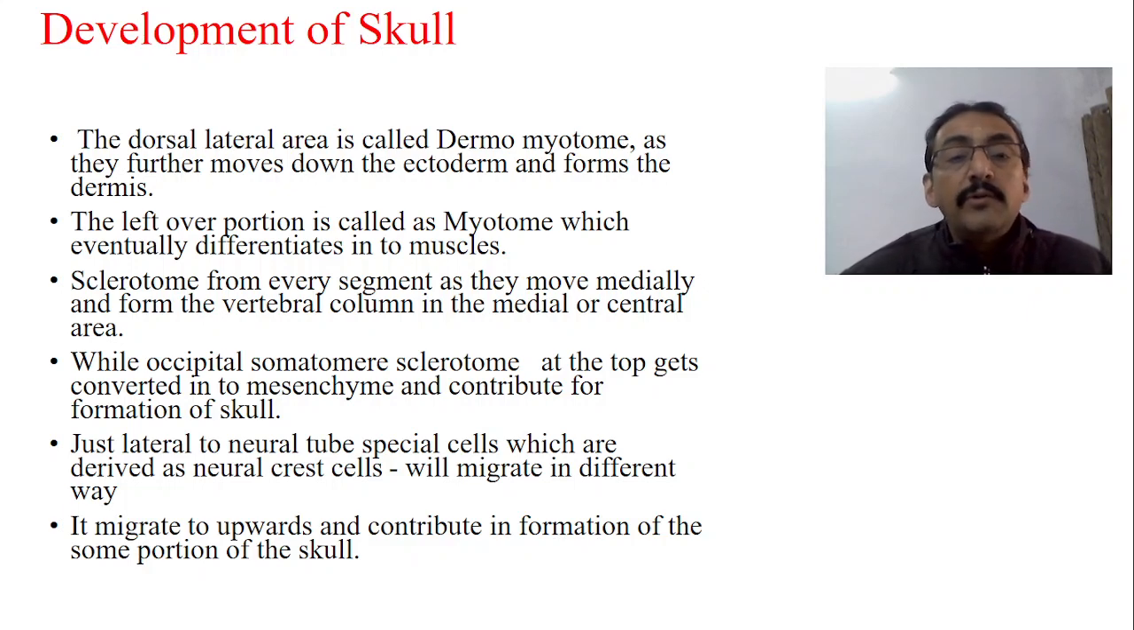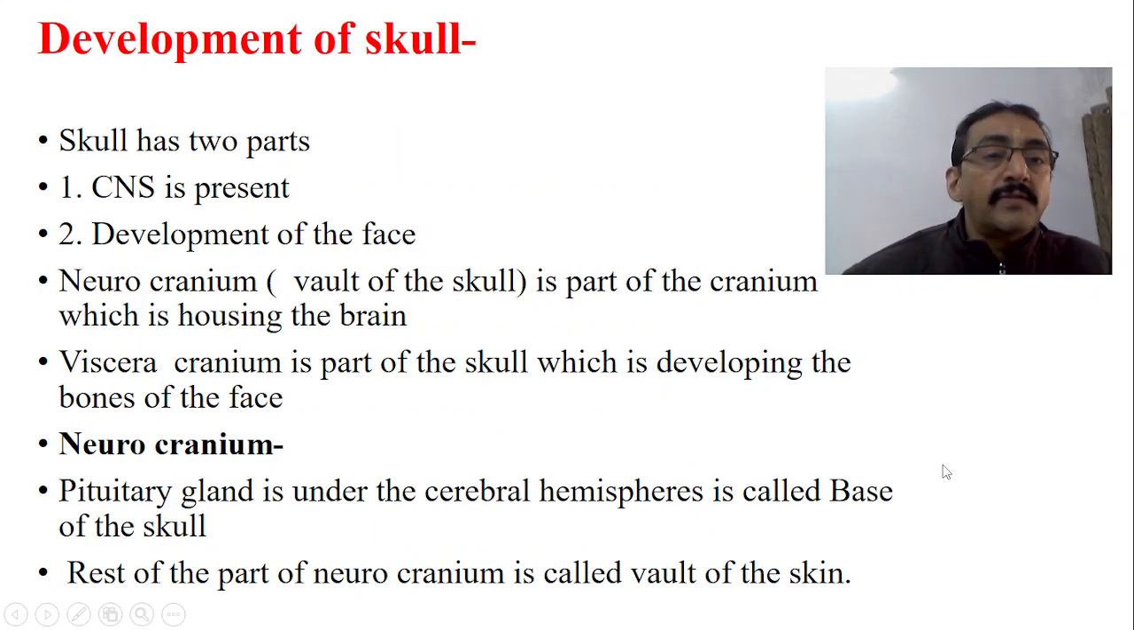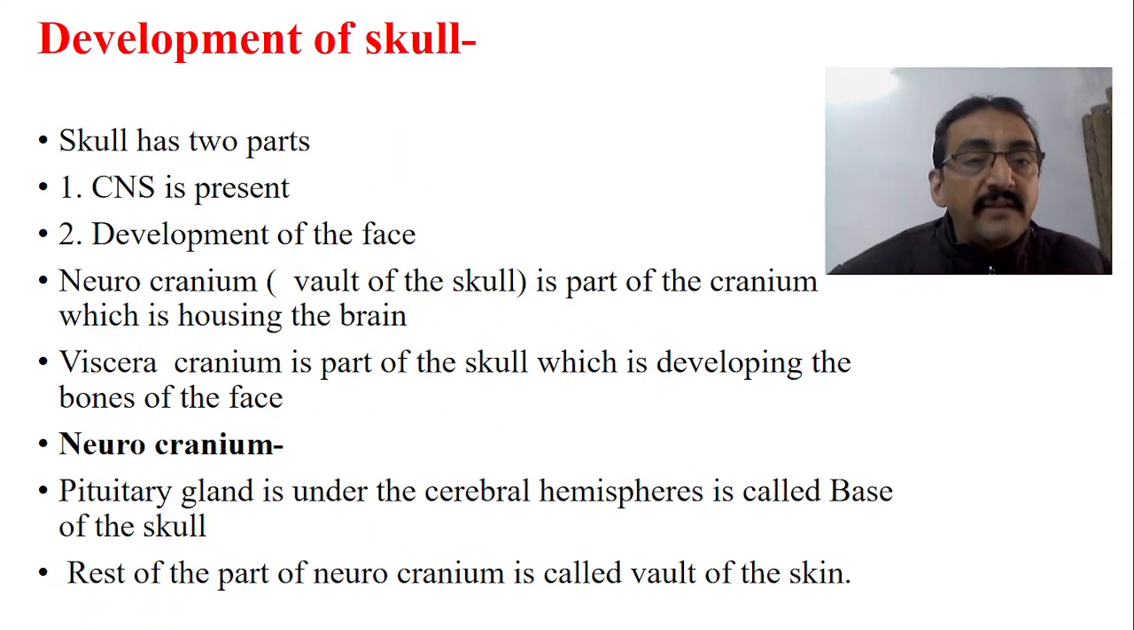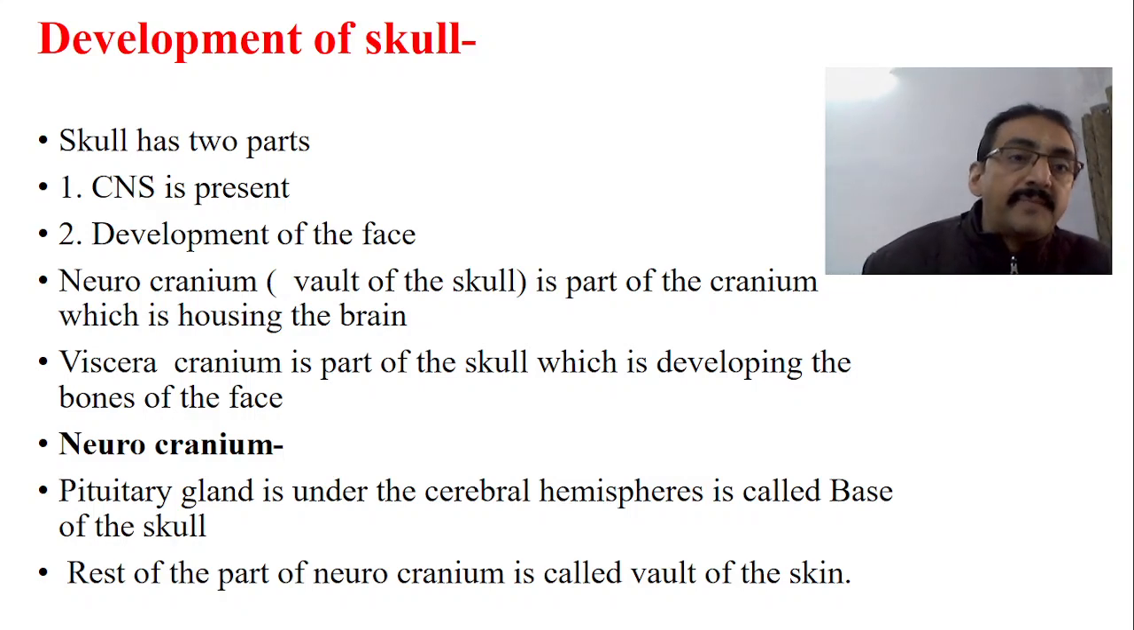Just lateral to the neural tube, special cells derived from the neural crest cells migrate in a different way. They migrate upwards and contribute to the formation of some portion of the skull. Now the skull has mainly two parts. One is the neurocranium, and another is the development of the face.